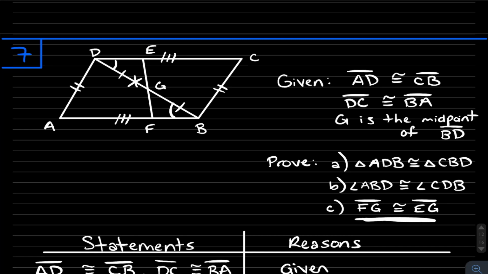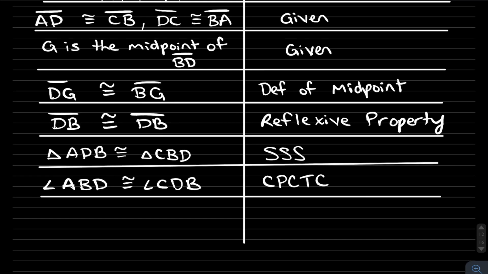And so is there anything else about these little triangles that we can point out? Well, maybe you might see some vertical angles here, right? So we can call this angle DGE and angle BGF. So let's write that. Angle DGE is congruent to angle BGF, and that is because they are vertical angles.